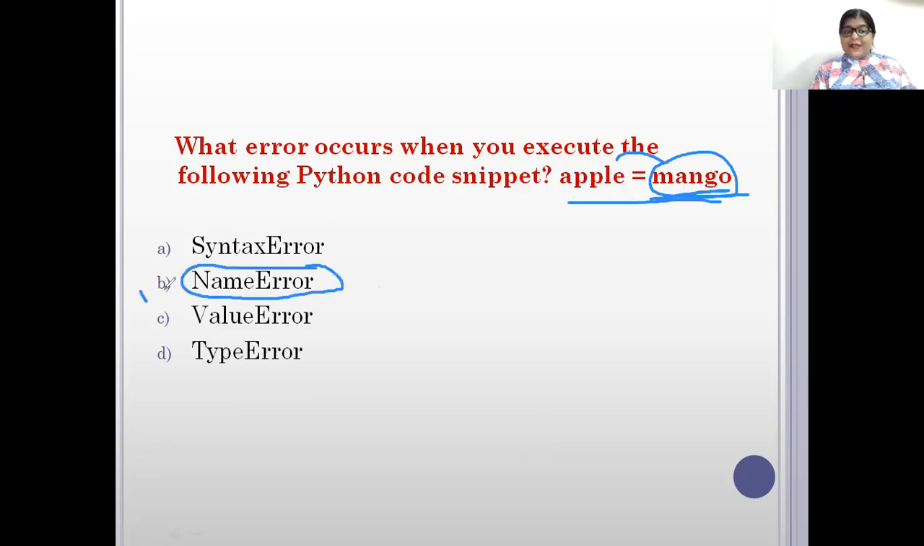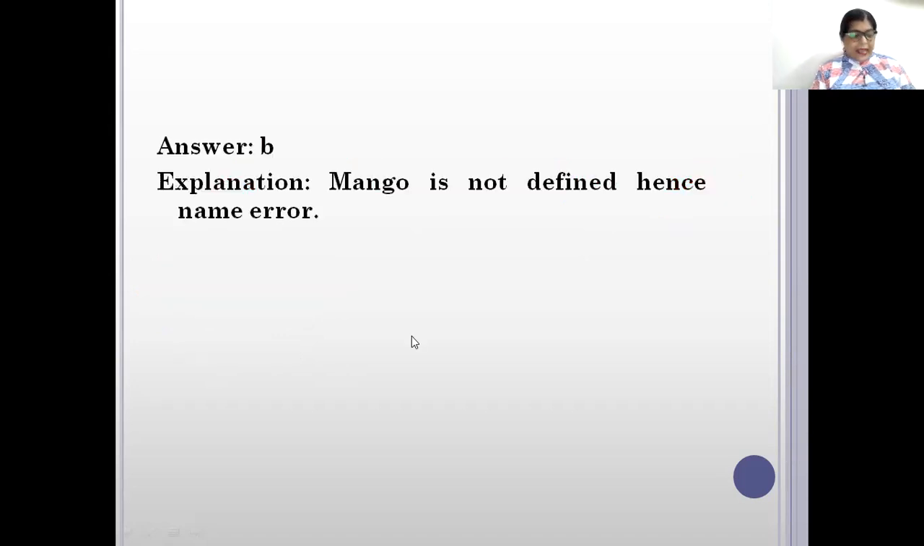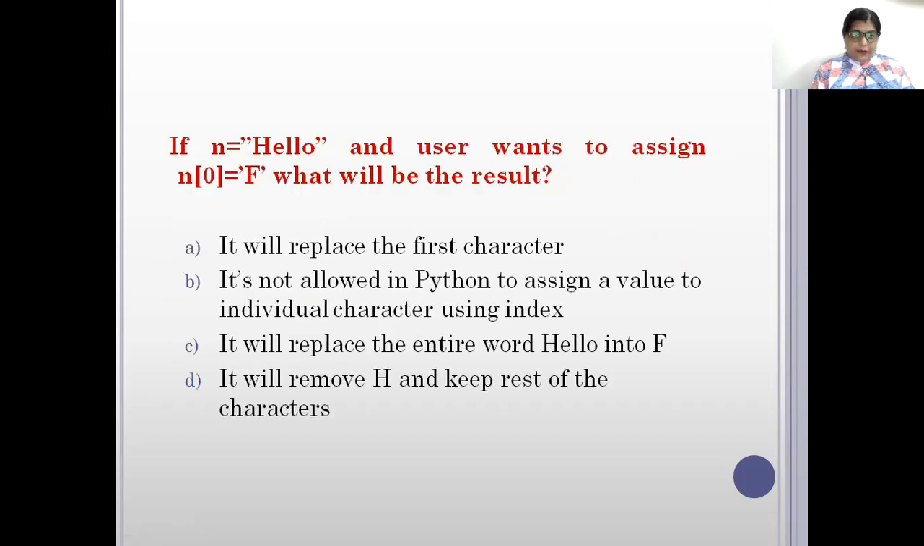This syntax is okay, we can easily write a is equal to 7. Obviously, we just write it like this. So no syntax error, no value error. We are not putting a value, we are not using the type, we are not putting it as an int or string. So what is the error over here? That is the name error. Okay, come to the next one. Mango is not defined, hence it is a name error.